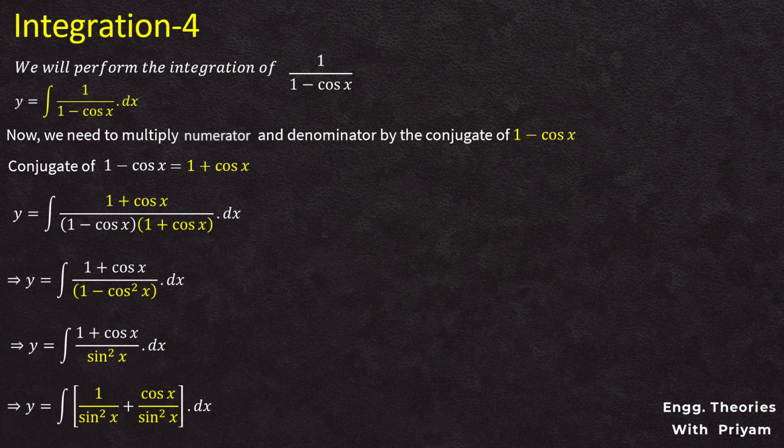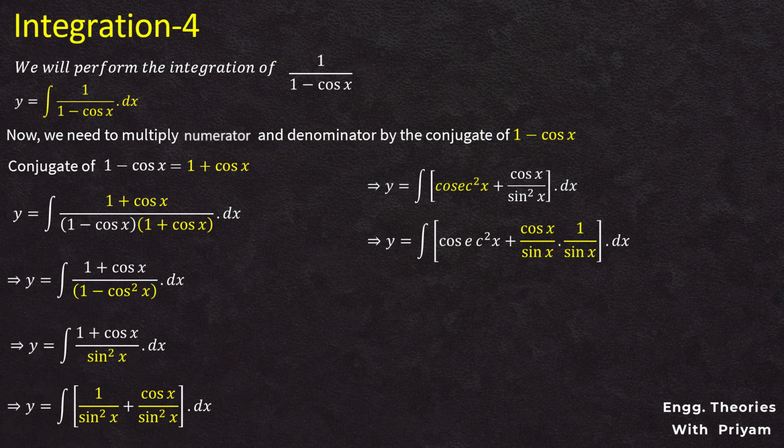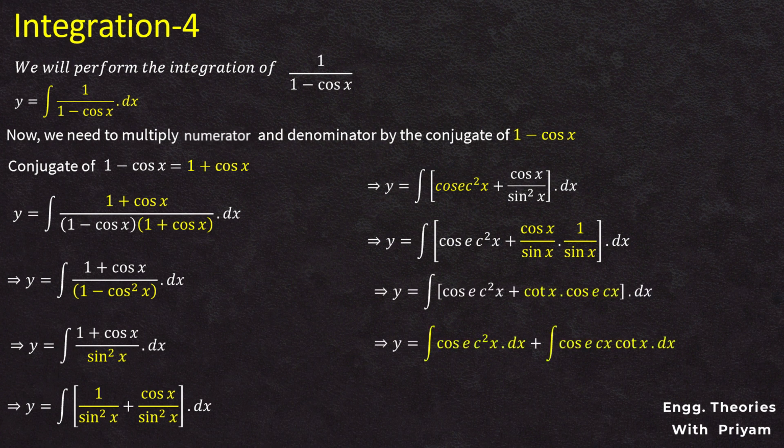Now this 1 by sin square x can be written as cosec square x, and we can write this cos x divided by sin square x as cos x divided by sin x into 1 by sin x. Now cos x divided by sin x will result in cot x, and 1 by sin x will result in cosec x. Then finally the integration becomes y is equal to integration of cosec square x into dx plus the integration of cosec x into cot x into dx.